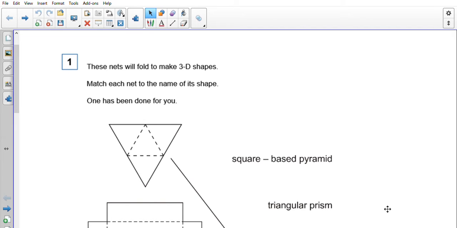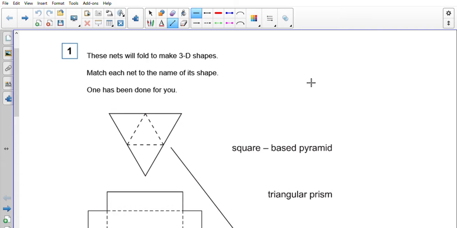Okay, question number one. These nets will fold to make 3D shapes. Match each net to the name of its shape. One has been done for you. We're going to need to use our knowledge of shape properties. We're going to need to use our visualization ability as well to have a look at this. So what have we got?